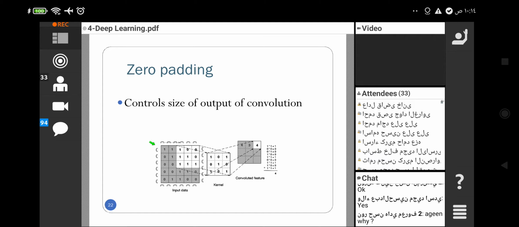So zero padding means we are adding some zeros around the input, so we could move the kernel on all of the input, not just a part of it. Okay, do you understand?